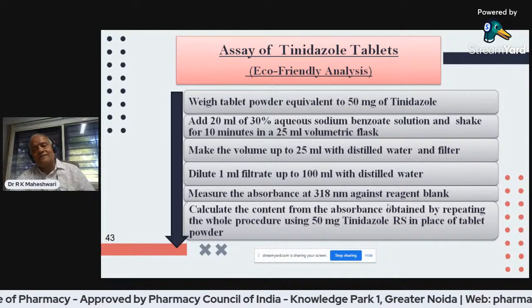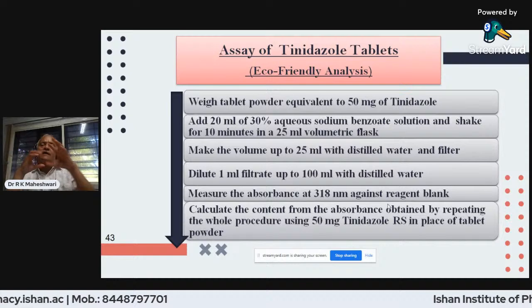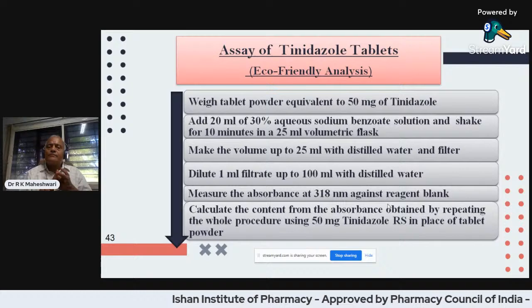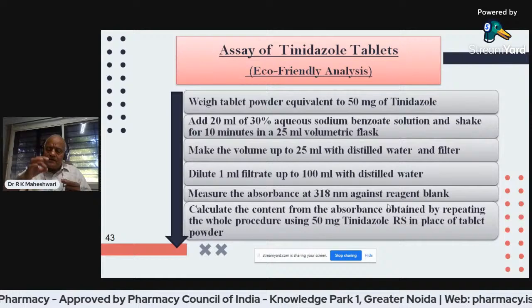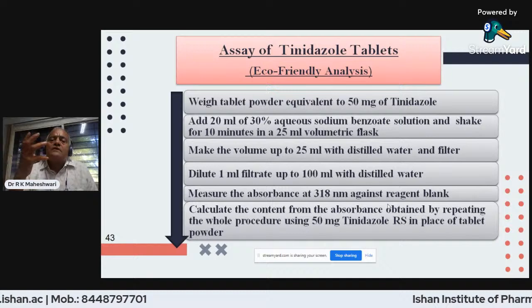This is one method. Another method is that you can make a calibration curve. How can the calibration curve be made? You will make 5, 10, 15, 20, 25 microgram per ml solutions. The same respective reagent blanks will be there: 5 microgram per ml with its respective reagent blank, 10 microgram per ml with its respective reagent blank. Keeping in this way, you can note down the absorbances and draw the calibration curve. And this regression equation, y equals mx plus c like that, you can utilize for the analysis of your tinidazole tablet.